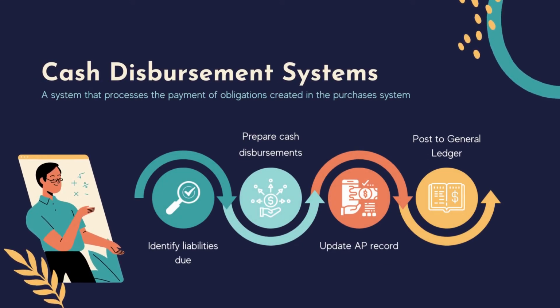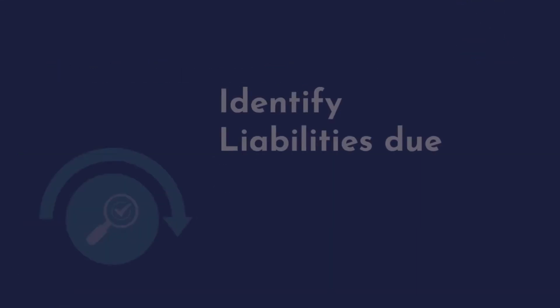Now that the purchasing process procedures have been discussed, let us proceed to discussing the cash disbursement systems. So this is a system that processes the payment of obligations created in the purchases system. The principal objective of the cash disbursement system is to ensure that only valid creditors receive payment and that amounts paid are timely and correct. There are 4 processes involved in the system: identify liabilities due, prepare cash disbursements, update accounts payable record, and post to general ledger.